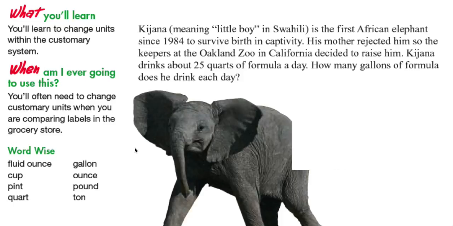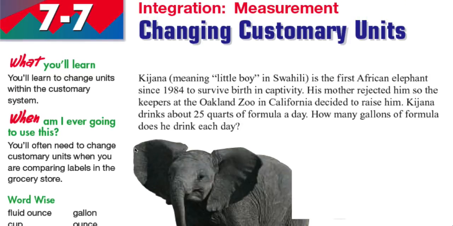Let's take a look at the example. Kijana, meaning little boy in Swahili, is the first African elephant since 1984 to survive birth in captivity. His mother rejected him, so the keepers at the Oakland Zoo in California decided to raise him. Kijana drinks about 25 quarts of formula a day. That's a lot of milk. How many gallons of formula does he drink each day?